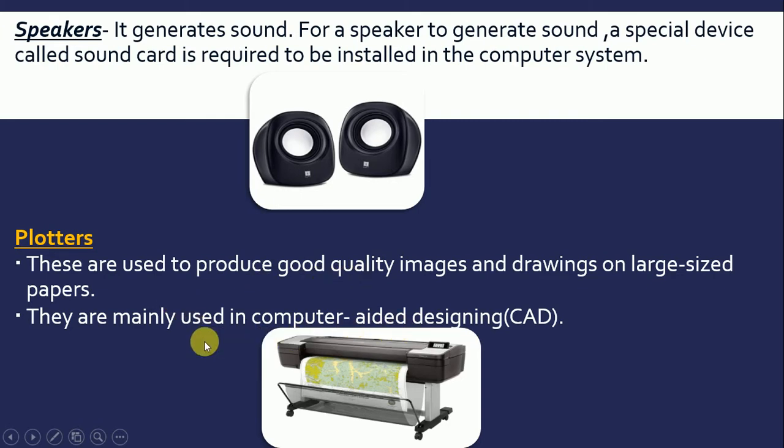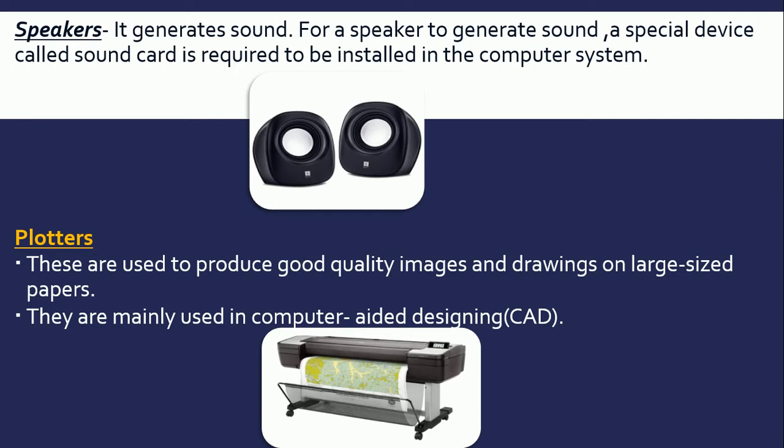They are mainly used in computer aided designing. A question can come: what is the difference between plotter and printer, or what are the benefits and limitations of the plotter. So you can say that a plotter can print on any material. It can be sheet, it can be aluminium, and it prints good quality images on large sized papers.